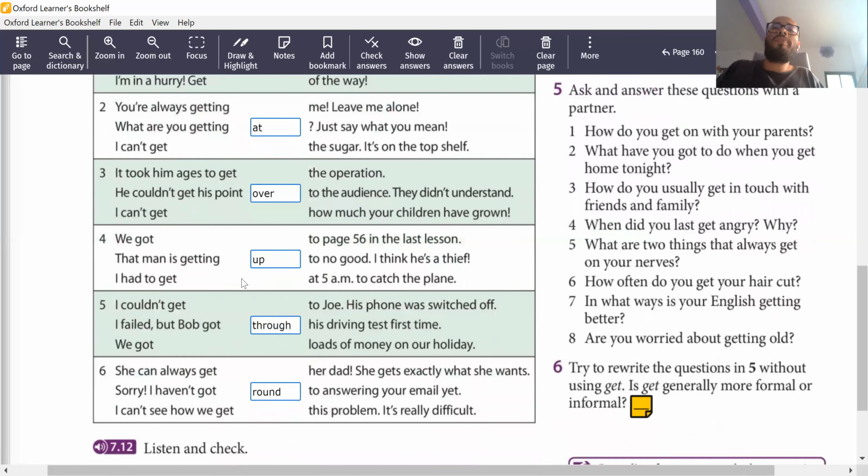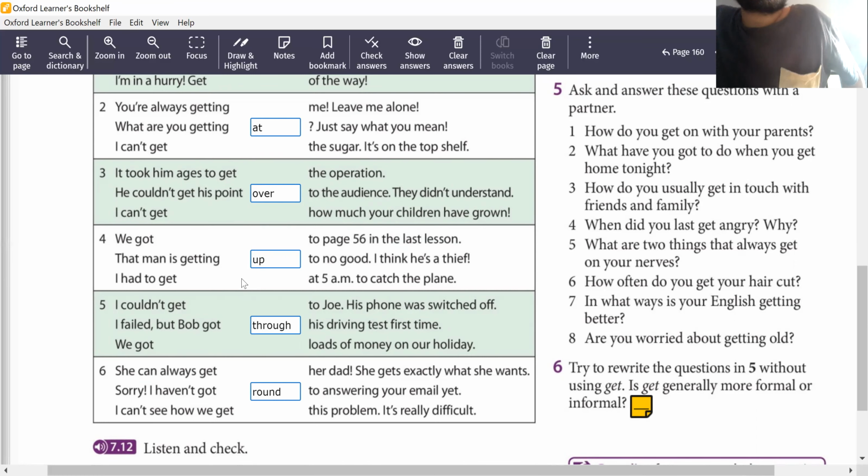Get up, that means we finish, we go up until page 56. No, that man is getting up to no good. He's getting up to something, either good or bad. I had to get up at 5 a.m. to catch the plane. That means literally get up.